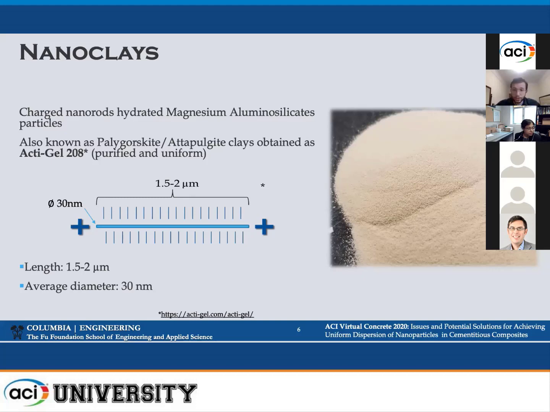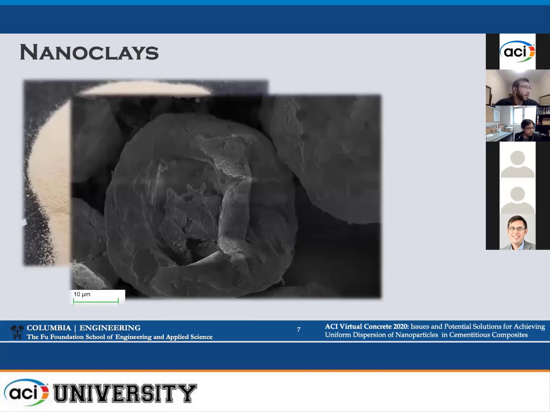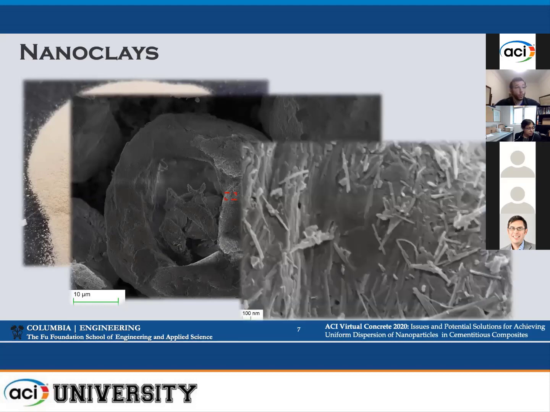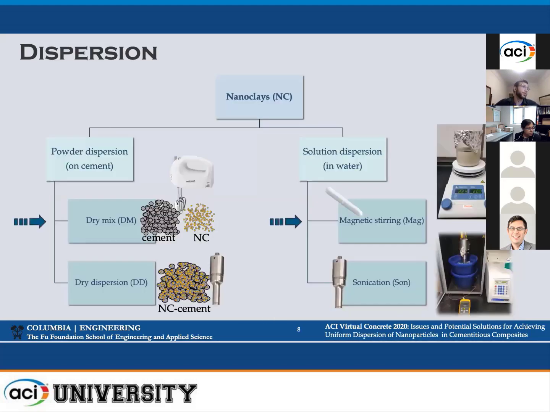When we look at the nanoclay powders under the microscope, we see what we expect of a nanomaterial: they exhibit a high degree of agglomeration. The agglomerates are on the order of tens of microns. In order to best utilize nanoclays, we need to break these agglomerates into their individual nanoclay needles and distribute them within the medium. Dispersion of nanoclays can, as I said, be done either through solution or through powder. With solution dispersion, we can utilize either magnetic stirring or sonication, and magnetic stirring has been the more common way in the literature to disperse nanoclays.